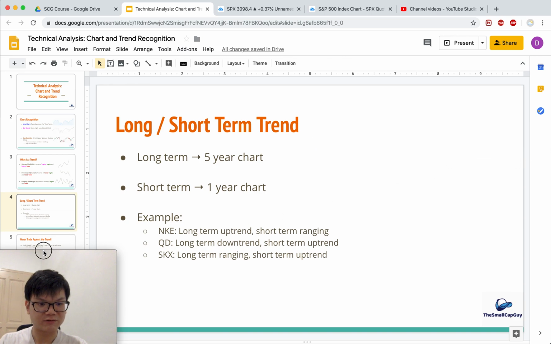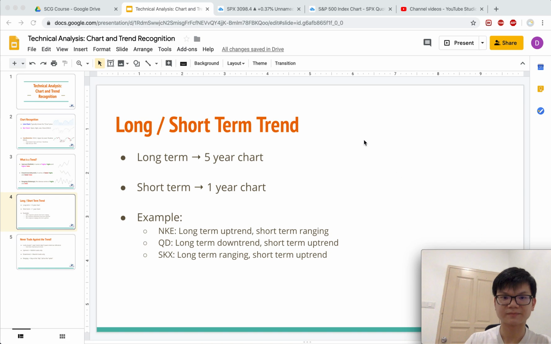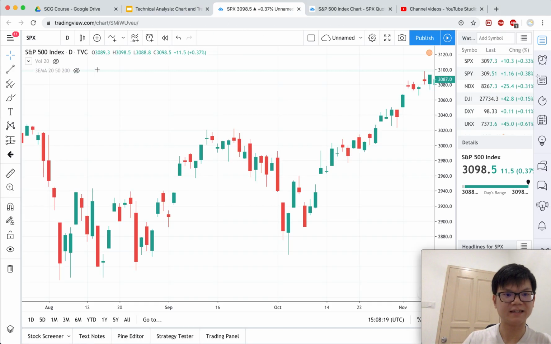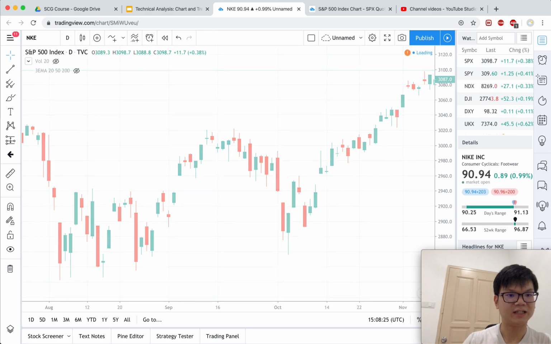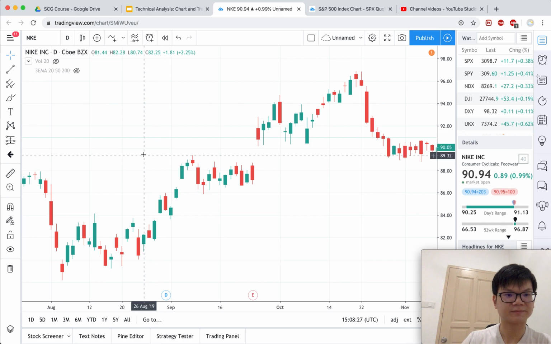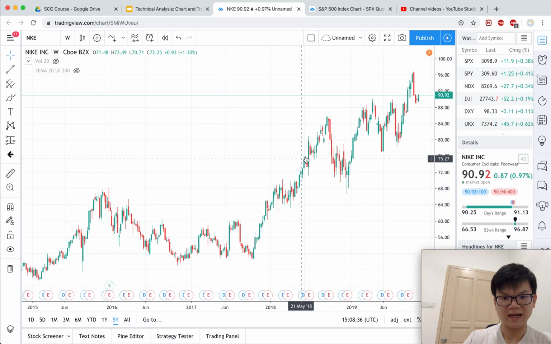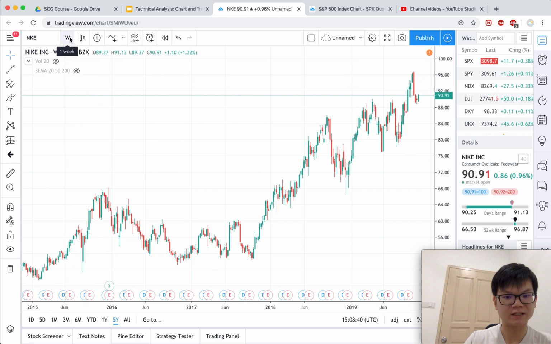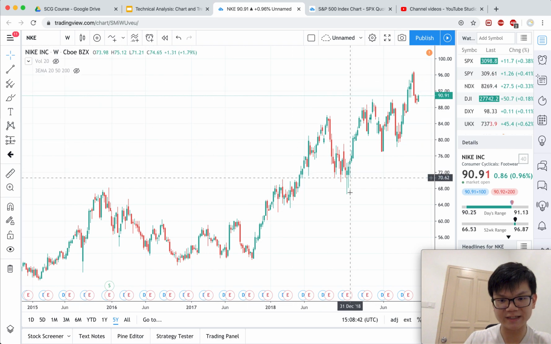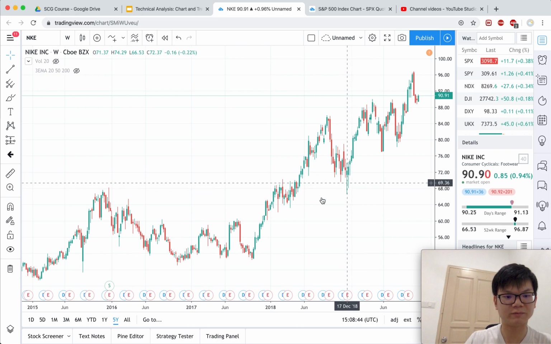I will actually show 3 examples. The first one is Nike. So from this website, you can type NKE here, and then it will go straight to the NKE chart. Once you come to this chart, you can press this button, the 5 years chart, and you can see from here W means 1 week. So one candle is 1 week.